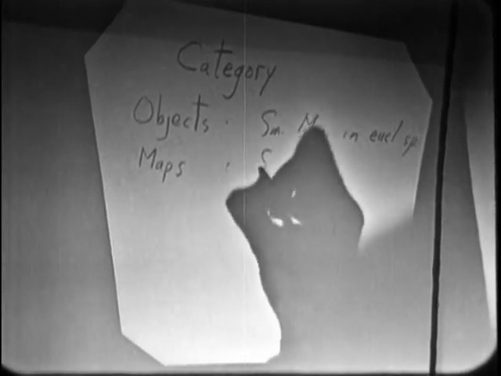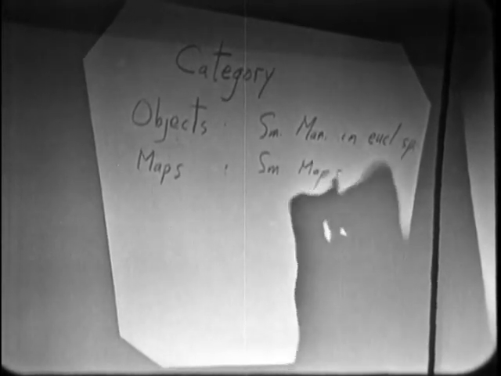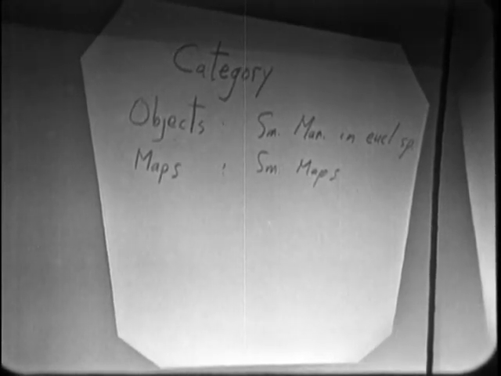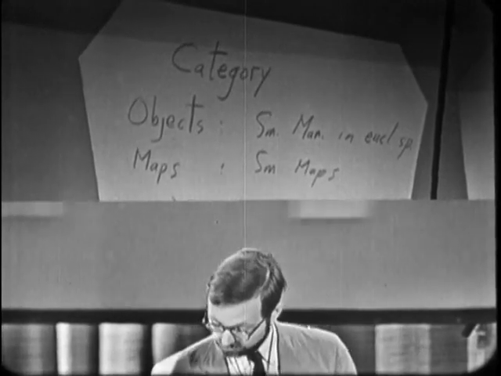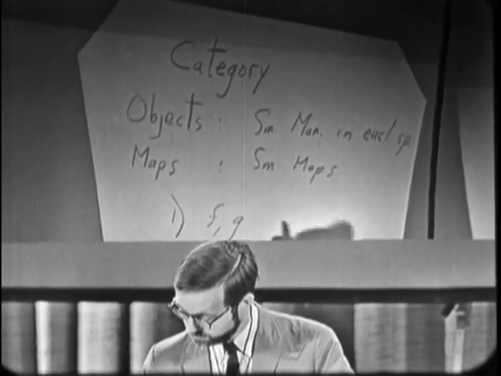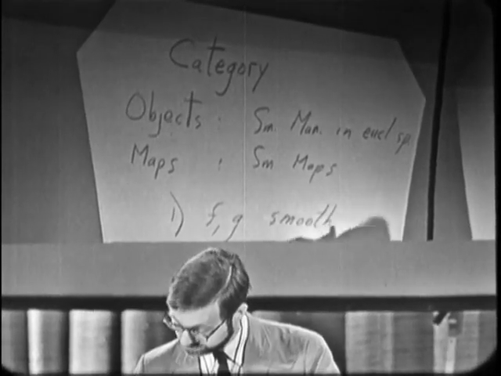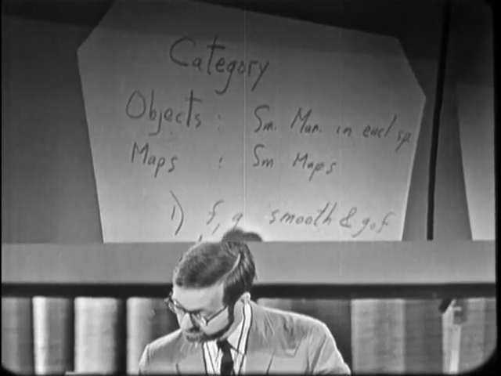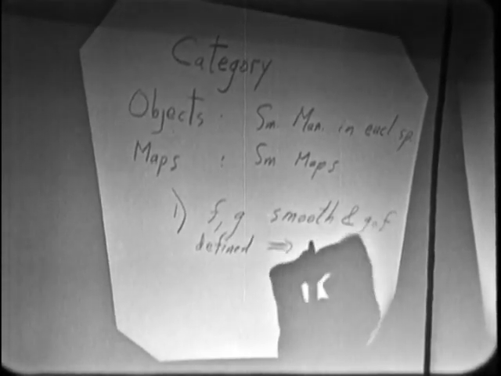And an important thing to realize is that we have what's called a category. That is, we have a certain collection of objects, namely the smooth manifolds in Euclidean spaces. And we have a certain collection of mappings, namely the smooth maps between smooth manifolds. And these have two basic properties which make this into a category, namely if F and G are smooth, then if the composition is defined, then the composition is smooth.